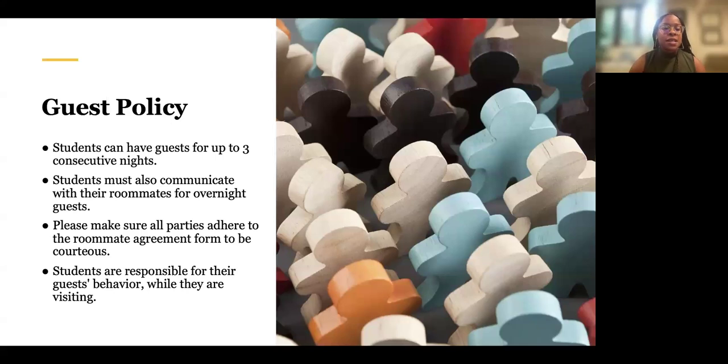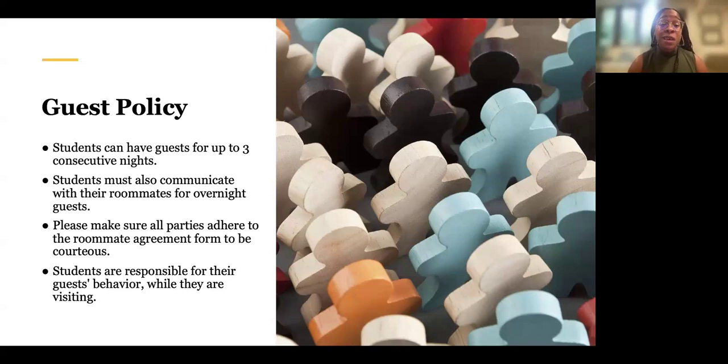All right, our guest policy. Students can have guests for up to 3 consecutive nights. You must communicate with your roommate for any overnight guests. So you will get a roommate contract when you come in, and you'll be able to set that roommate contract with your roommate. We really want you to talk this through and learn to have some compromise. It can't be that you can never have a guest, they should never come over here, but you can make compromises like, hey, your guests can't sleep in my bed. Like, I don't want any of your guests to eat my snacks. Those things you can make compromises on, but we're encouraging you to talk to your roommate.